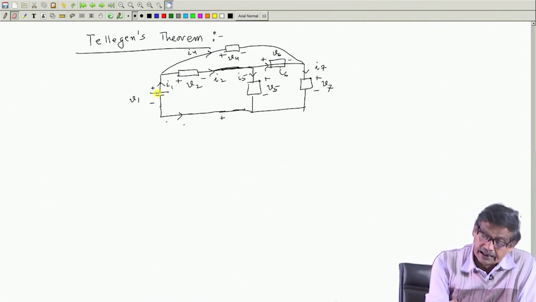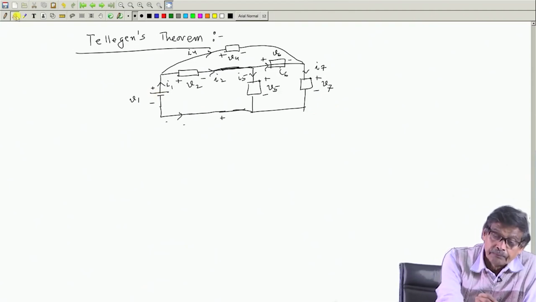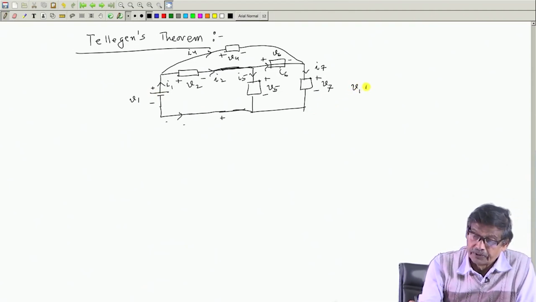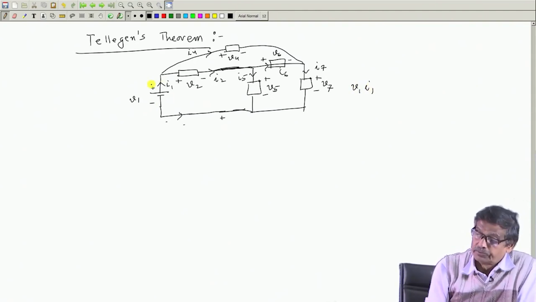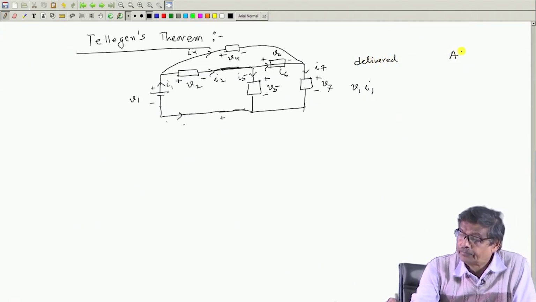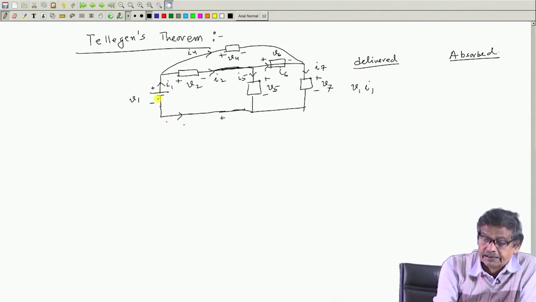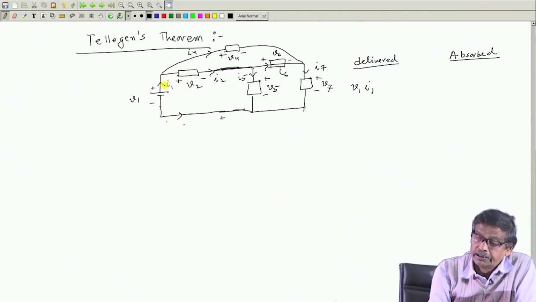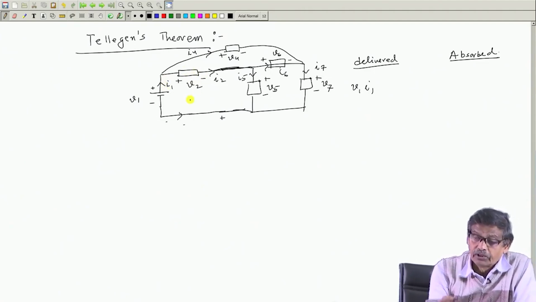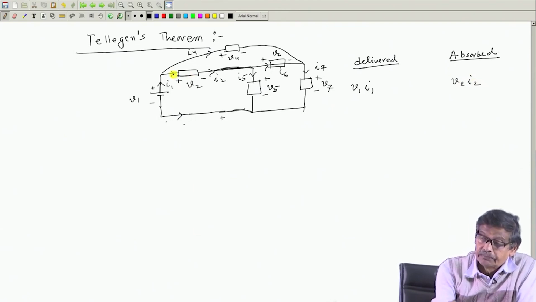For example, I say that what is the power delivered by this element? This will be V 1 I 1, this element after I have assumed. So, delivered, I was writing like that, delivered, and here I will write absorbed. And once you have assigned the voltage polarities and the current, do not play with that. So, it is delivering power. What about element 2? Element 2 is absorbing power, because current is entering through plus. So, it will be V 2 into I 2.